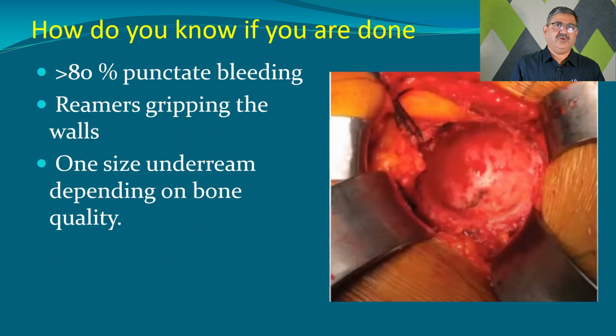How do I know I am done? Usually you must see more than 80% punctate bleeding. Reamers should grip the wall of the acetabulum, and you ream one size under, depending on the bone quality.